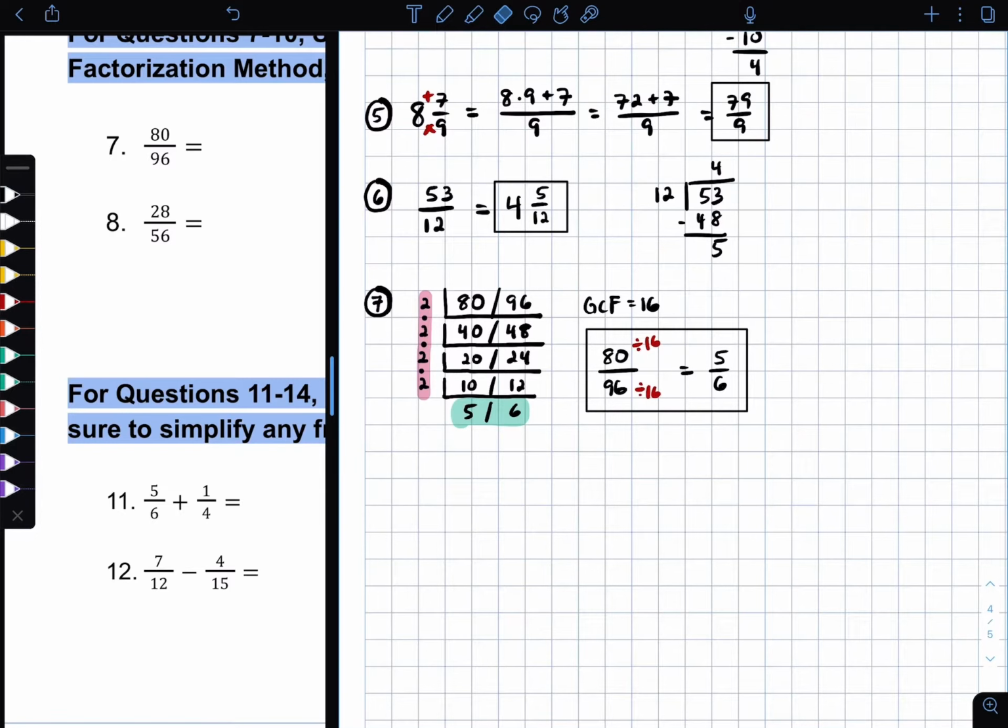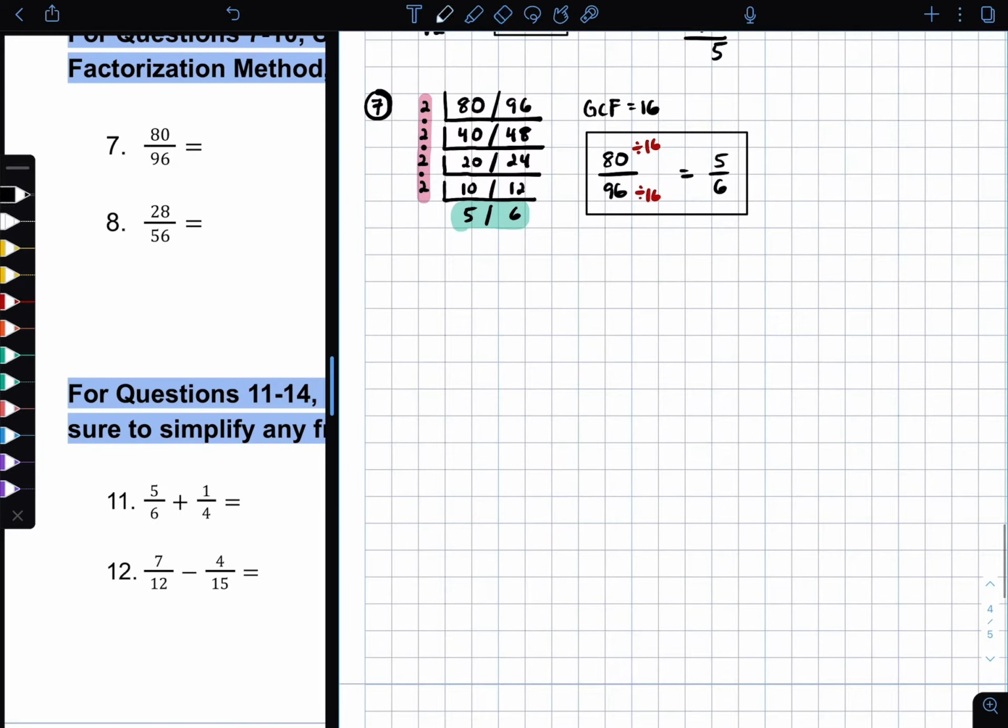Okay, that's number 7. Again, if you wanted to use prime factorizations, you could do it as well, but I think that takes a little bit longer, but it's definitely a method that works. Okay, for this number 8, we have the fraction 28 over 56. I'm going to use the ladder method again, looking for a common factor.